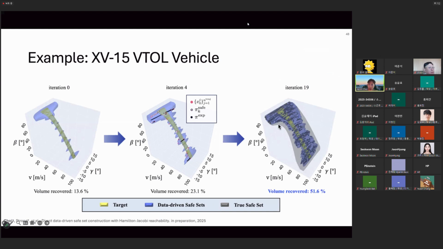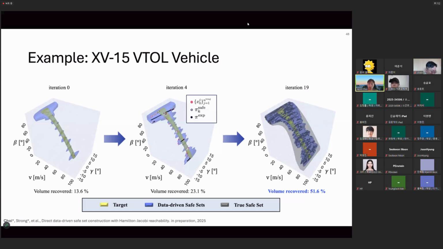The blue one is the data-driven safe set we compute from the DDH, the data-driven Hamiltonian. Compared to the ground truth safe set, which we can compute from the known mathematical model of this vehicle, we can see that the computed data-driven safe set is an actual under-approximation of the ground truth safe set. You can also see that the volume recovered is quite significant compared to the ground truth. So this is the main result.